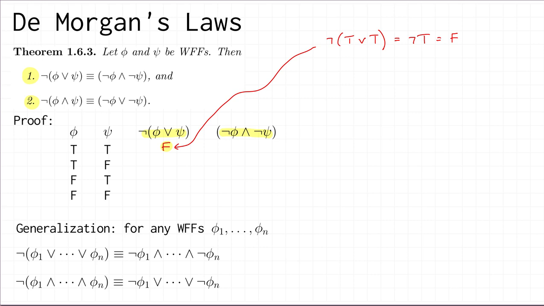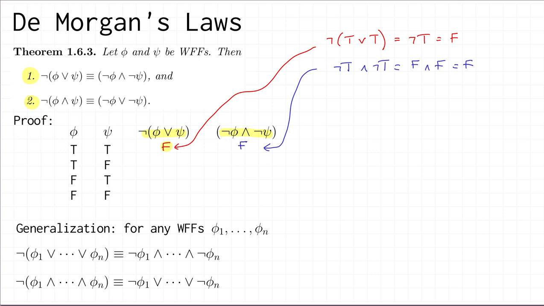So for this entry here, let's work it out. Phi and psi are both true under this truth assignment. So the truth value that goes here is not true and not true, which is false and false. And from the truth table for and, that is false. So I'm putting a false here.